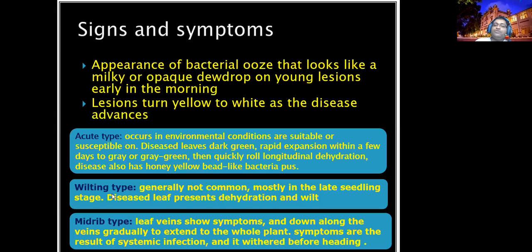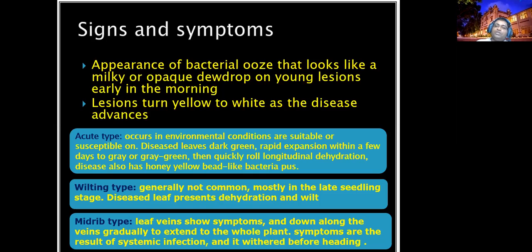Then the midrib and the wilting type. The wilting type is not general, but in advanced cases the plant can wilt. The midrib type shows symptoms in the midrib portion. It is also very rare, but the leaf is highly infected. If the midvein gets infected, definitely the whole plant will dry soon, because the bacteria will transfer through the xylem vessels and move all over the plant.